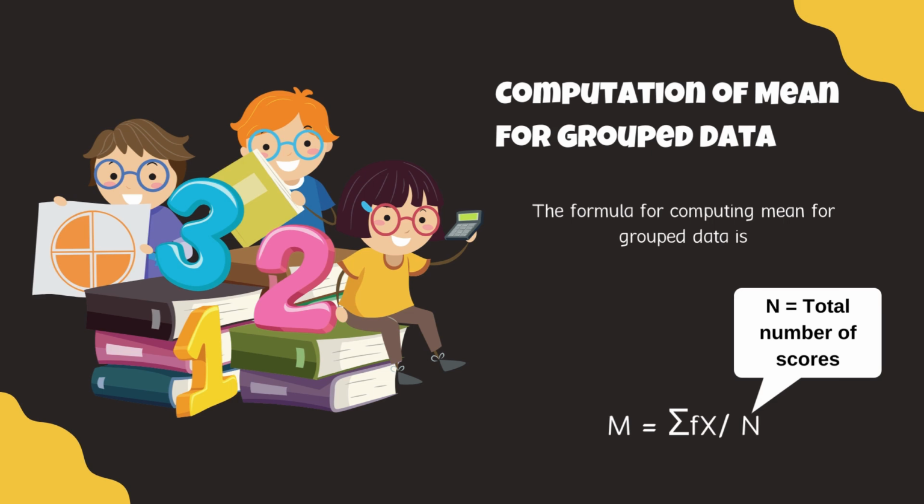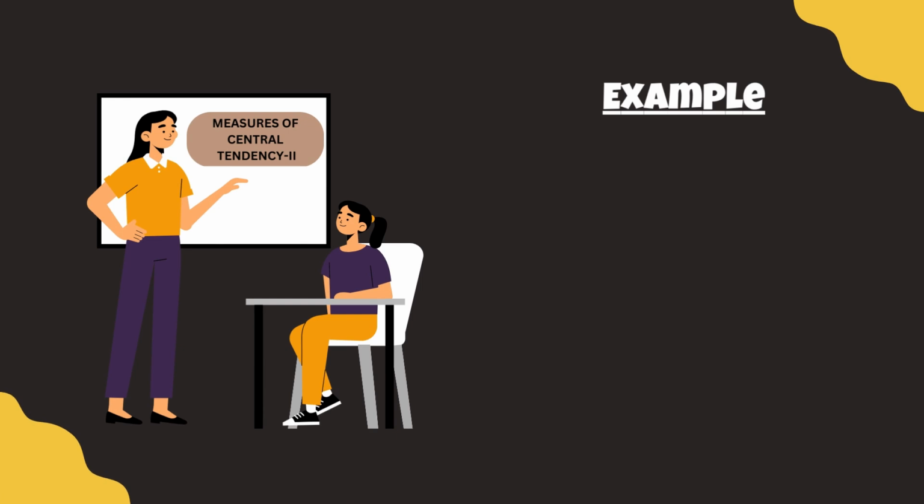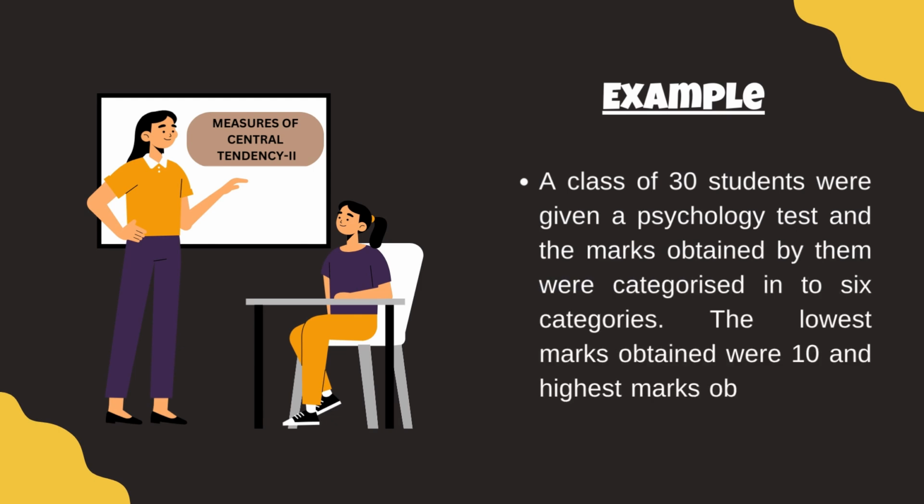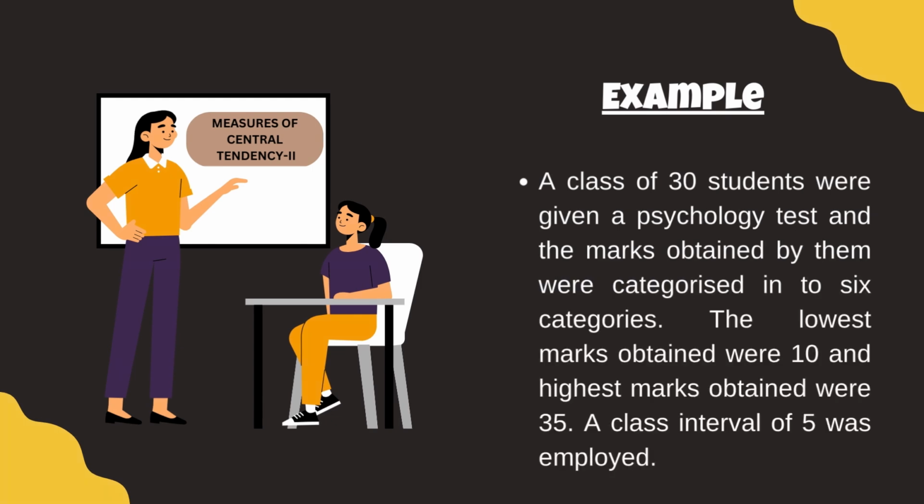Let me give you one example through which you can understand how we use this formula for the calculation of mean. A class of 30 students were given a psychology test, and the marks obtained by them were categorized into 6 categories, because it is grouped data, so we can categorize into categories. The lowest mark obtained by an individual is 10, and the highest mark obtained by someone is 35. The class interval of the categorization is 5, and we have formed the tabulation.